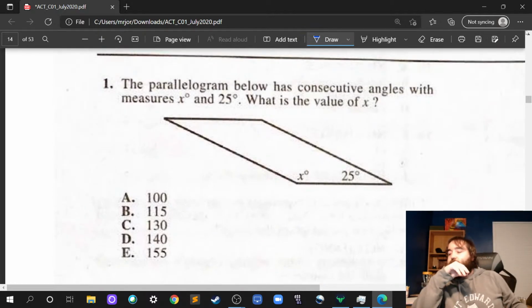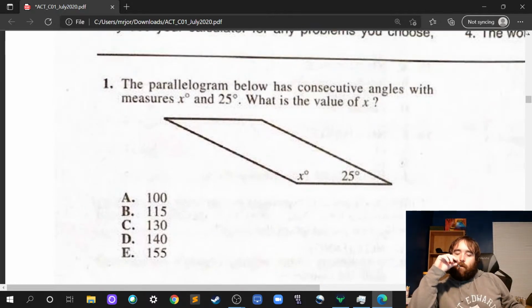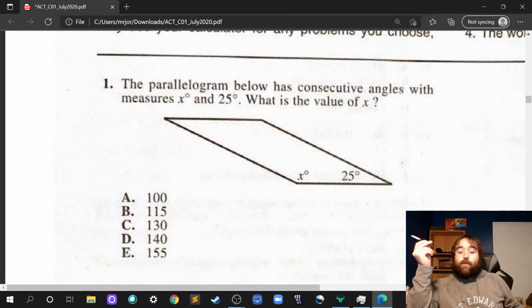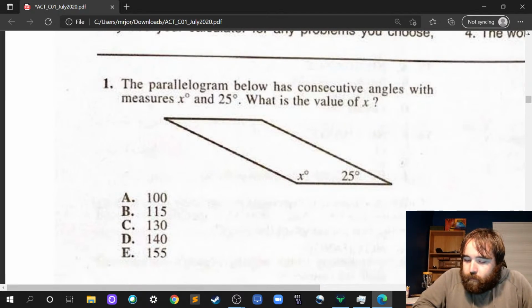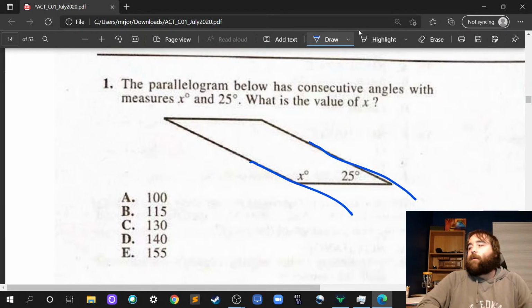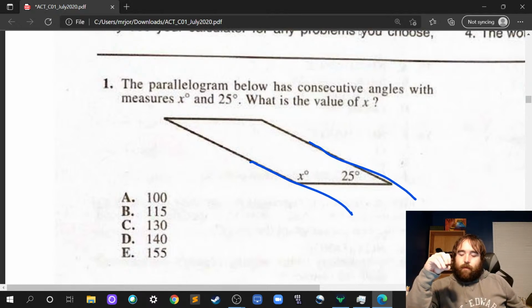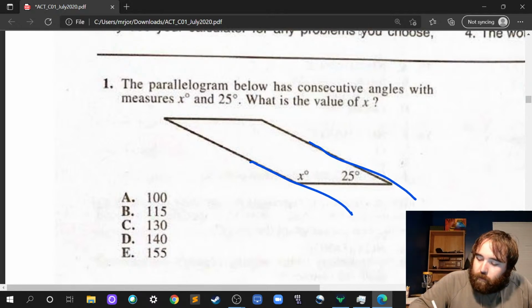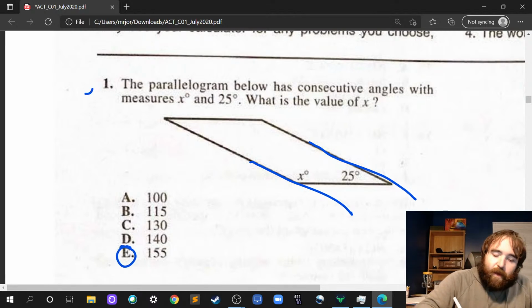We're going to do some of these ACT questions. So, we're just going to start off. We got these two angles. These two angles definitely add up to 180. We can already see that, and we also know that because of these parallel lines right here, because it's a parallelogram. So, they add up to 180. So, 180 minus 25, that's 155.